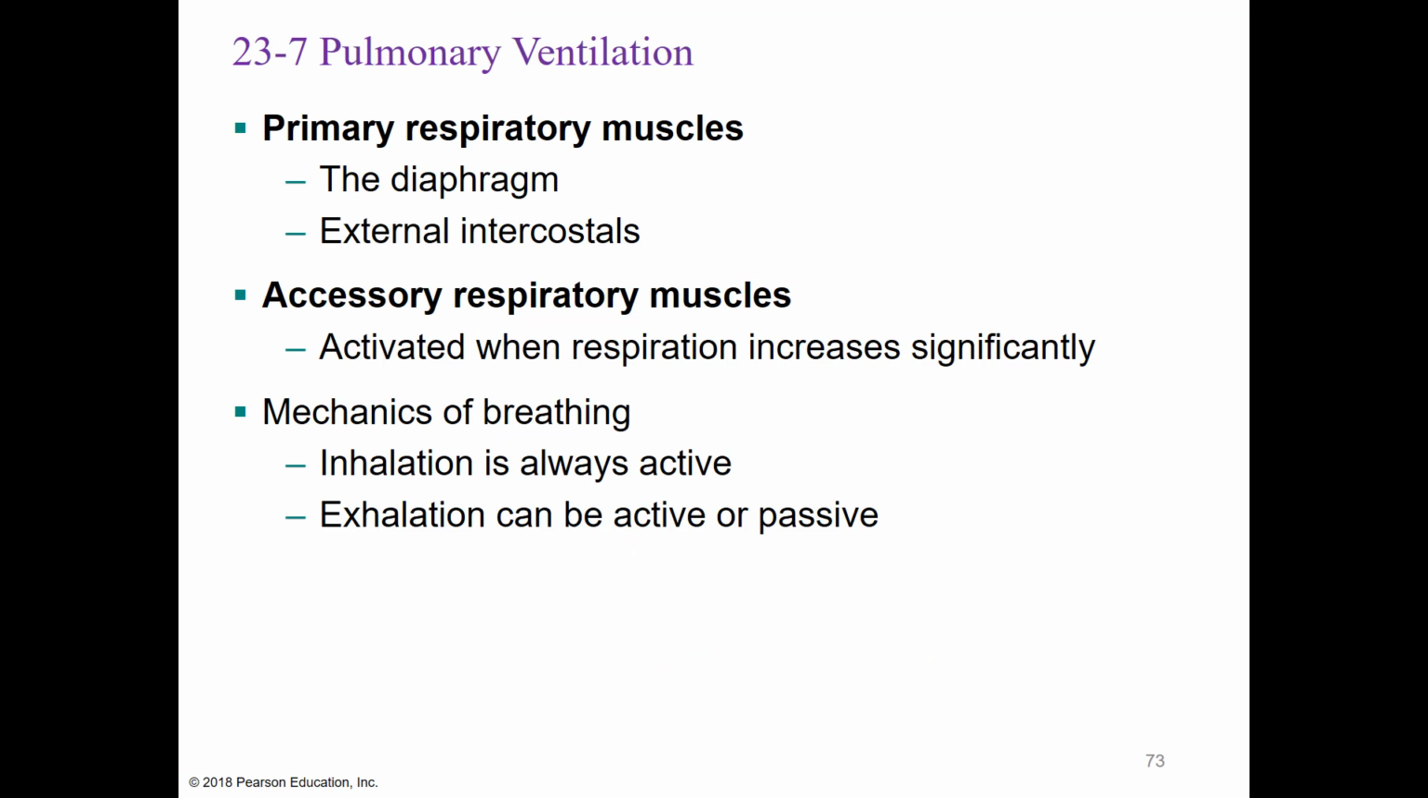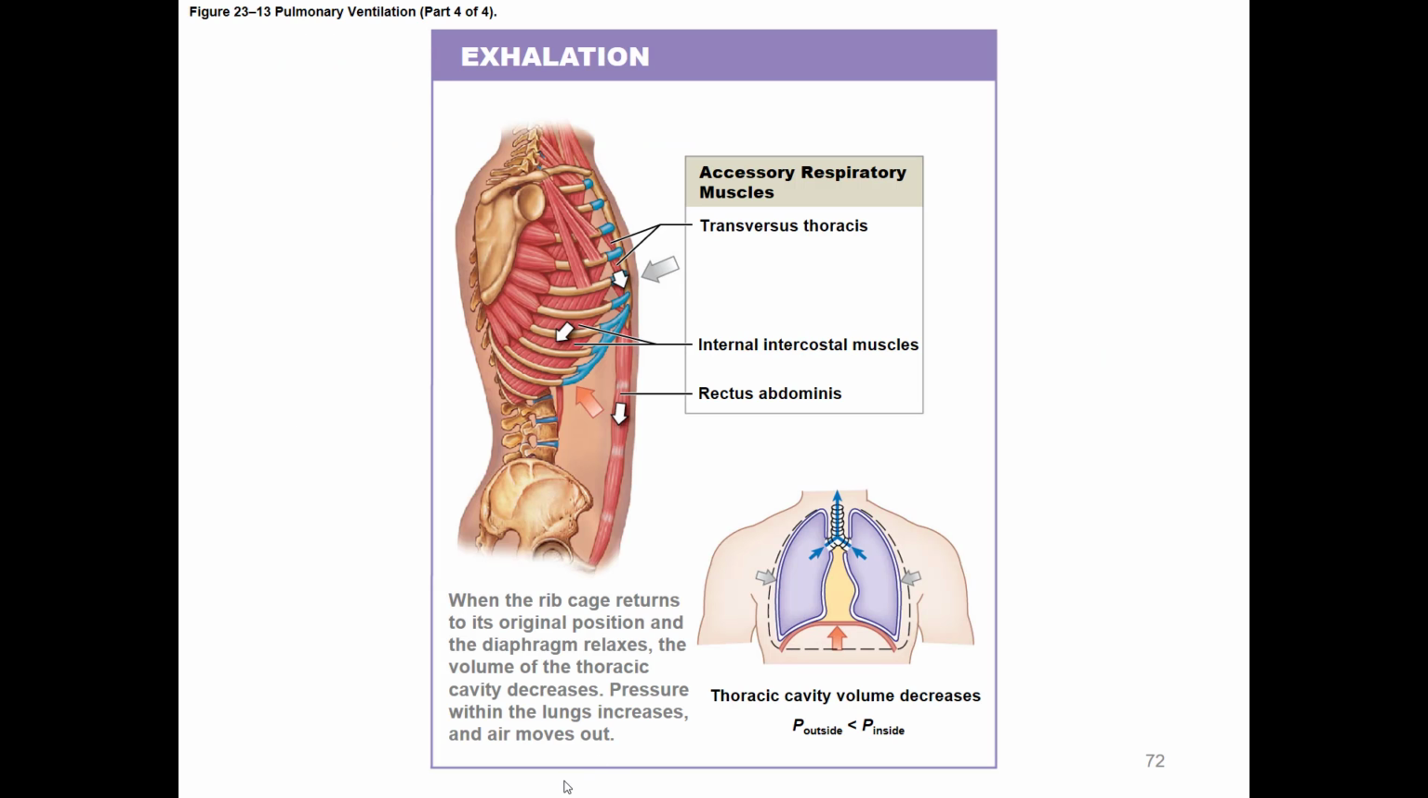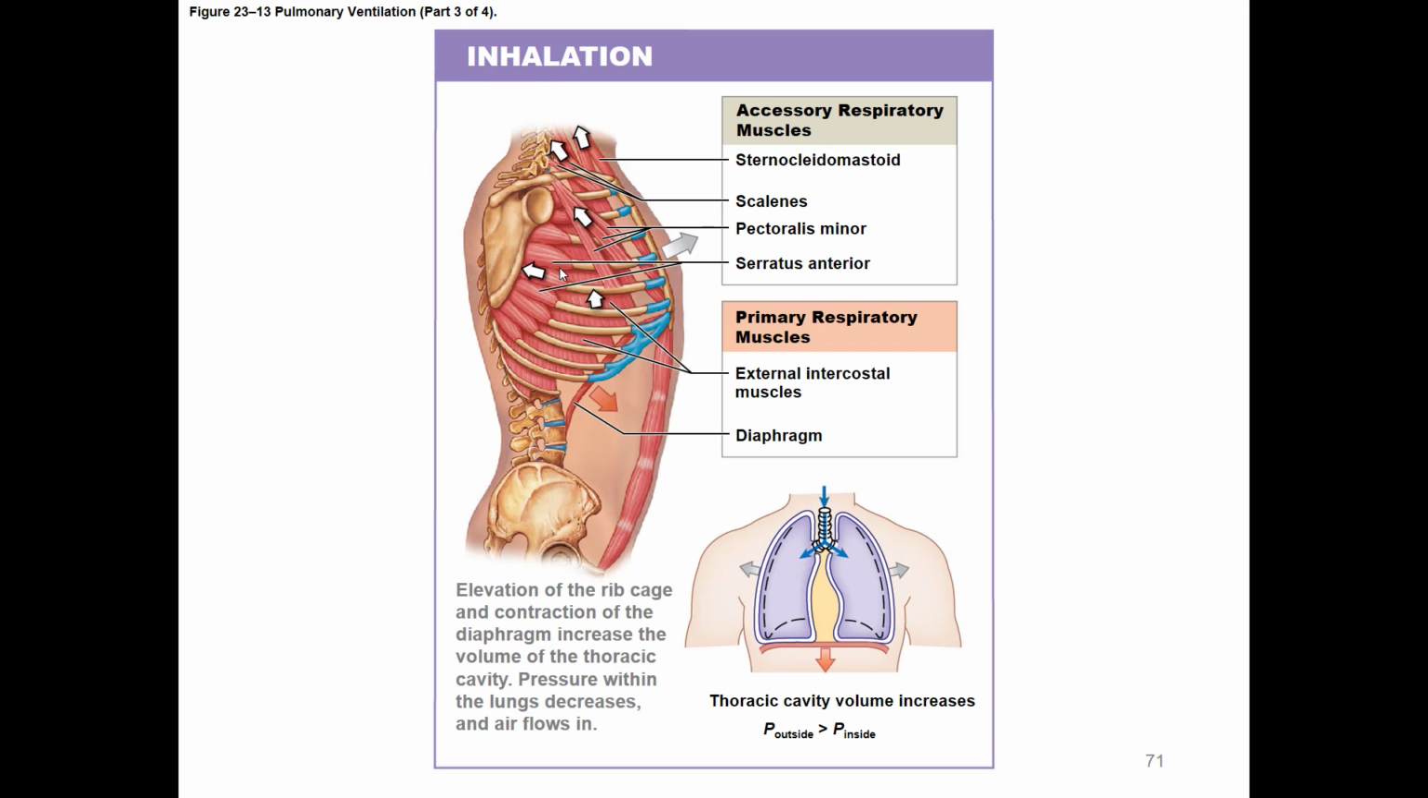The primary respiratory muscles, as we just saw, are the diaphragm and the external intercostals. So going back here, we know the diaphragm is at the floor of the thoracic cavity, and then in between the ribs we have the intercostal muscles. So here are the external intercostals in this picture between the ribs.